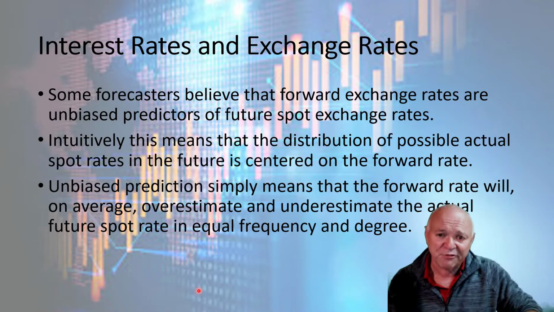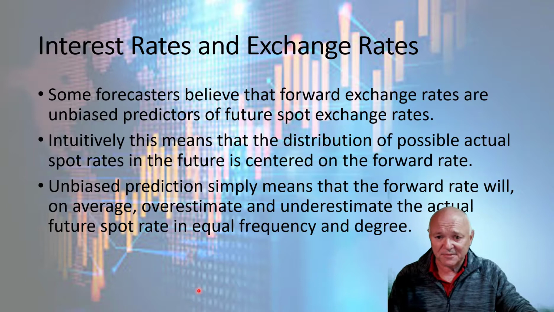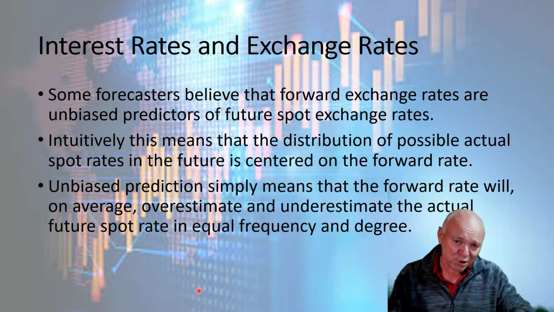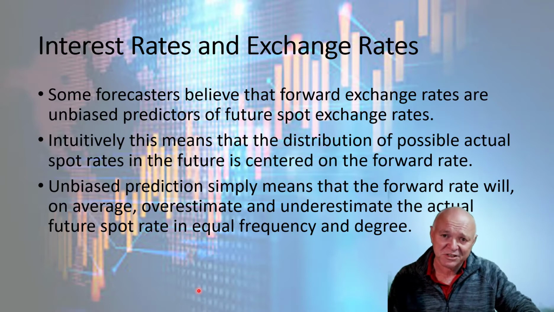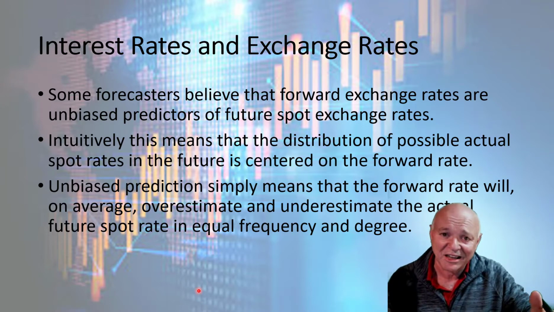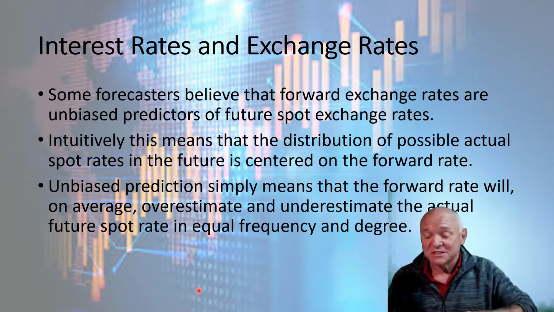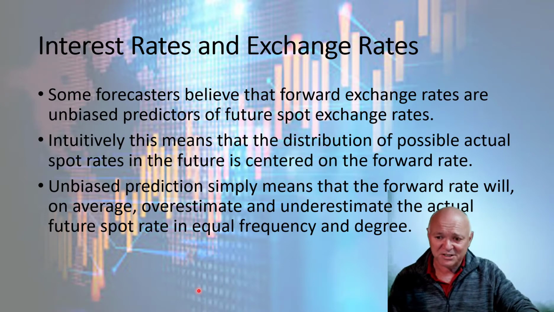So, kind of a final word on interest rates. Forecasters believe that forward exchange rates are a good predictor of future spot rates. They're not a perfect predictor, but unbiased means they're going to be wrong on the high side as often as they're wrong on the low side. So they're not always right, but they're equally wrong in both directions. Intuitively, this means the distribution of the spot rates in the future is going to be about the forward rate.